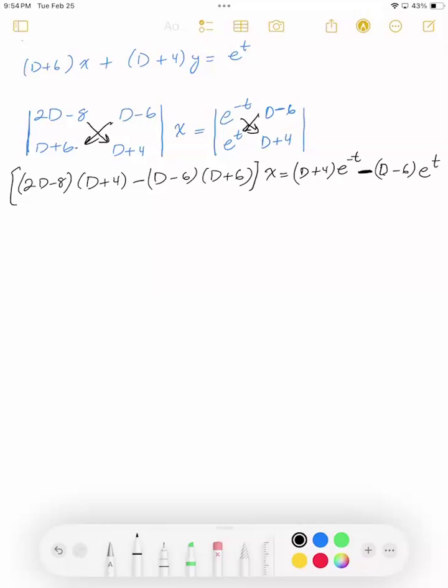So next, we are going to simplify. 2D times D is 2D squared. 2D times 4 is positive 8D, negative 8D, negative 32. Then we multiply D minus 6 by D plus 6. This gives us D squared minus 36, the difference of two squares. Then the negative gets distributed, we get negative D squared and positive 36.